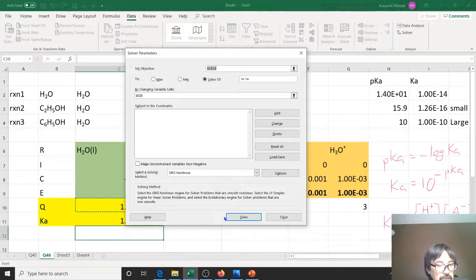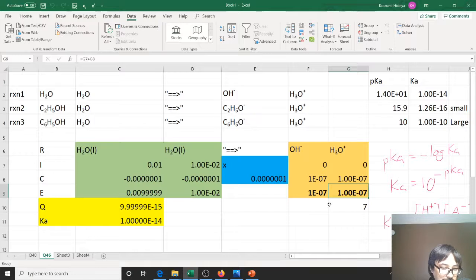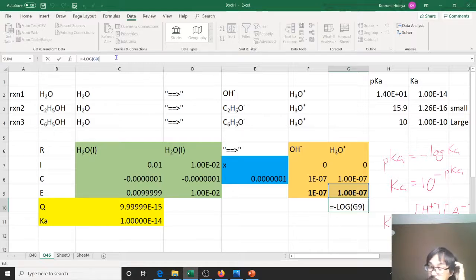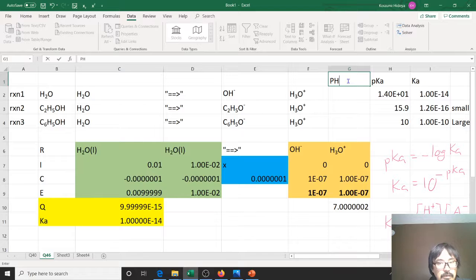Make sure that this thing is unchecked. Click that. Voila, you get 10 to the power of negative 7 for each one of these. So for H2O right here, the pH is 7, right? Minus log of G9, which is 10 to the negative 7 here. So okay, all of these things are good. So the pH for this solution is 7.